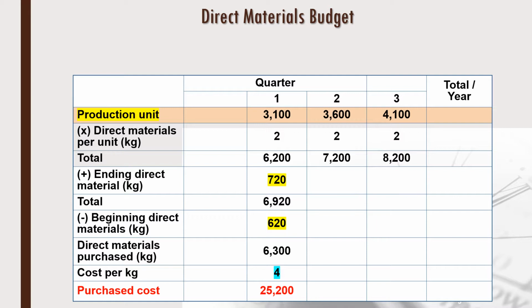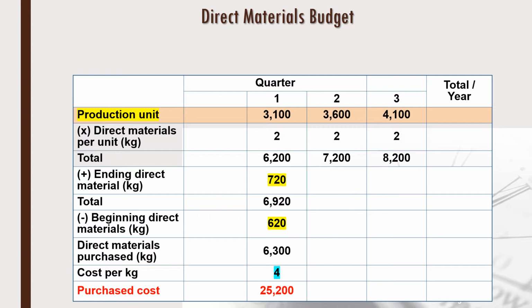Okay, now let's start with quarter 1. Production units for quarter 1 is 3,100. Multiply with direct materials per unit in kg, that is 2 kg. So the total equals 6,200. And then plus ending direct materials in kg, 720, equals total 6,920.